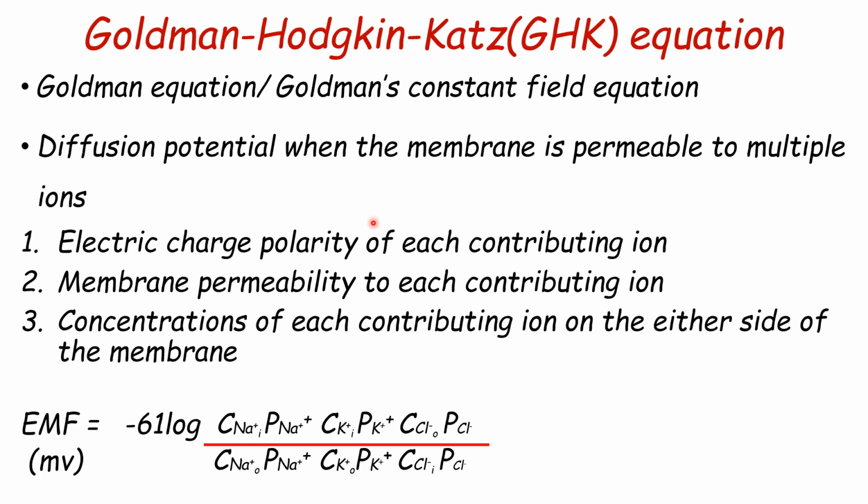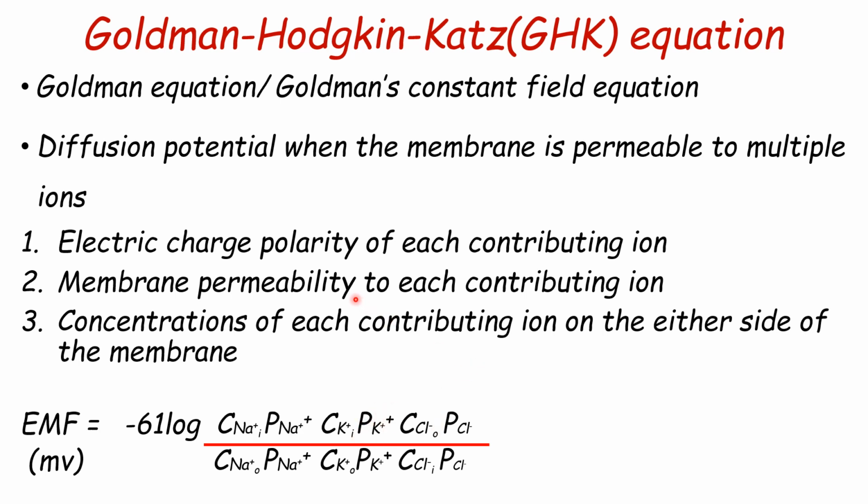So the membrane potential becomes more negative because the positively charged cations are leaving the cell. If the reverse happens, and the cations move inside the cell, then the membrane potential will be positive. If the predominant ion is positive and is moving from outside to inside, then the membrane potential will become positive. Second, it also depends upon the membrane permeability to each contributing ion. That is the permeability we have given in the equation.